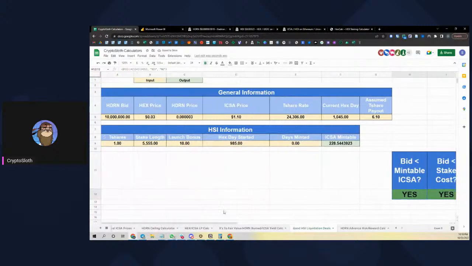So yeah, I can put the back end of all this stuff up if people want to double check my math just to make sure it's right. But for now, this is how I set it up. The only thing you don't have to put in is the icosa mintable. This calculates it out for you.